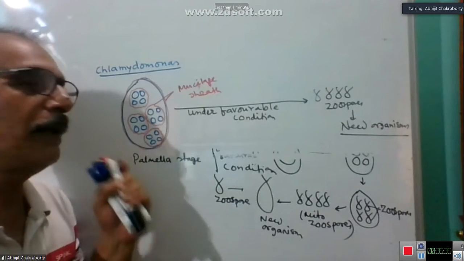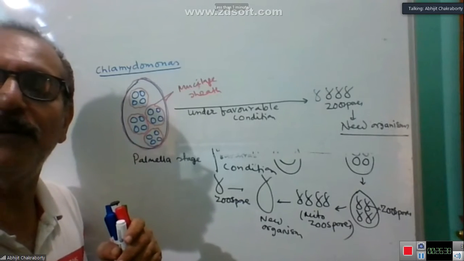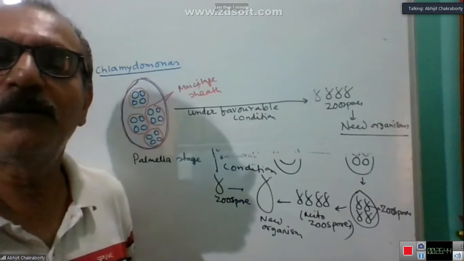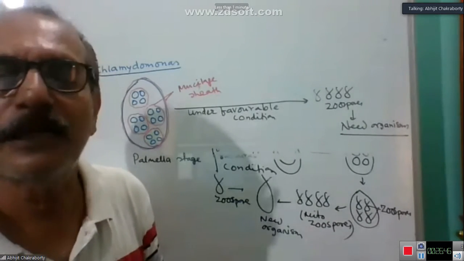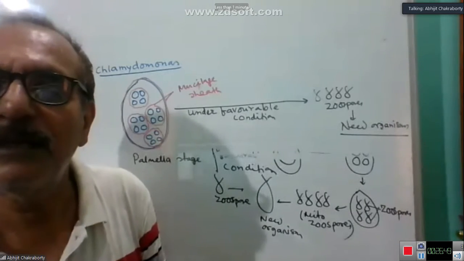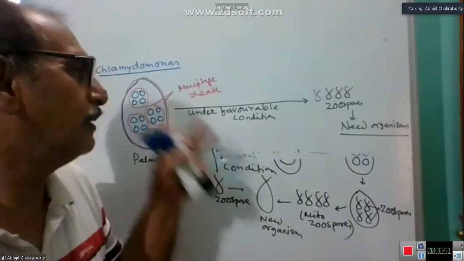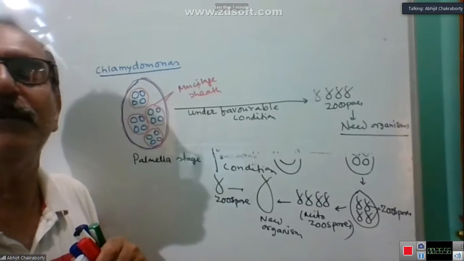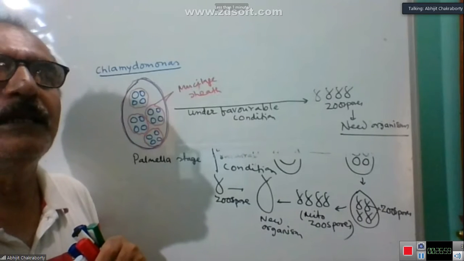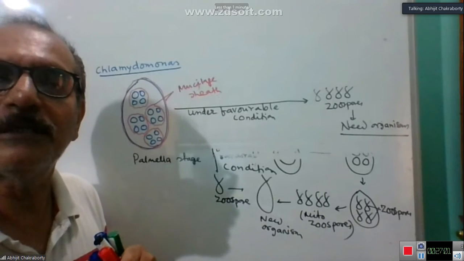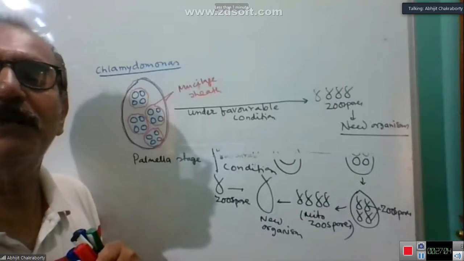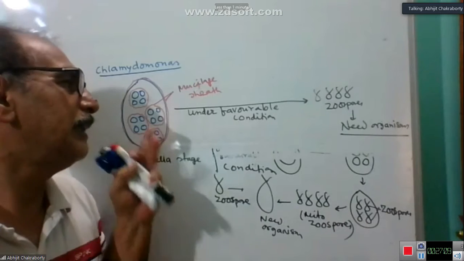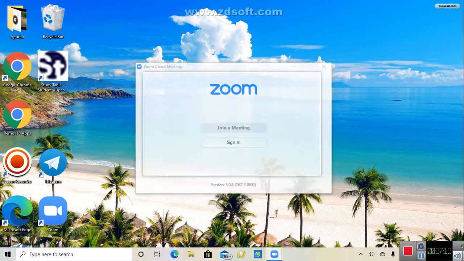The palmella stage is again developed during unfavorable conditions, and here not only one group of cells but a lot of groups of cells are present together, protected by the mother wall. The walls of cells of different generations are protected by the mucilage sheath. In this way, they overcome the unfavorable condition. When favorable conditions come, all these mucilage sheaths get dissolved and these spores come out.